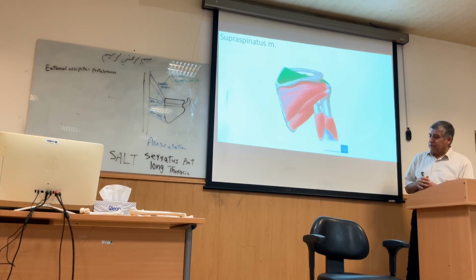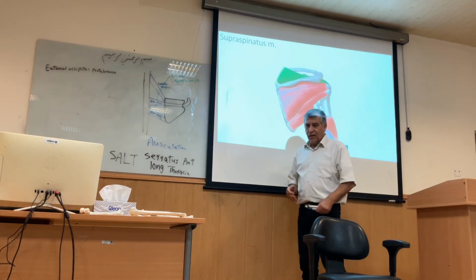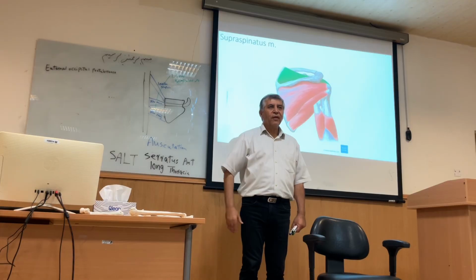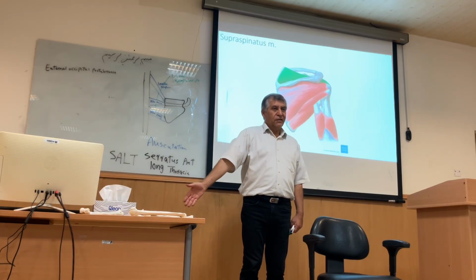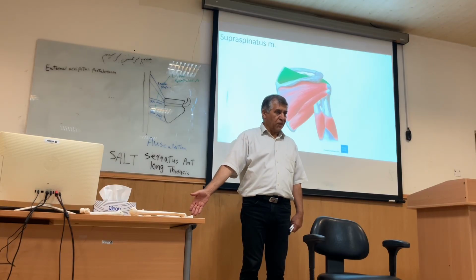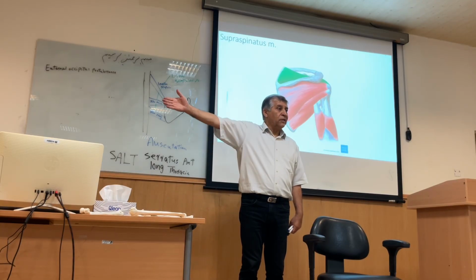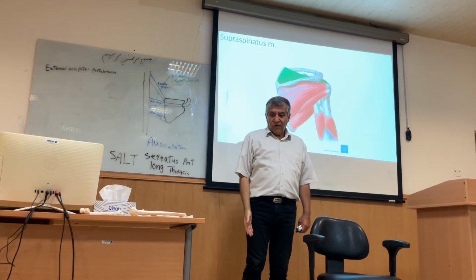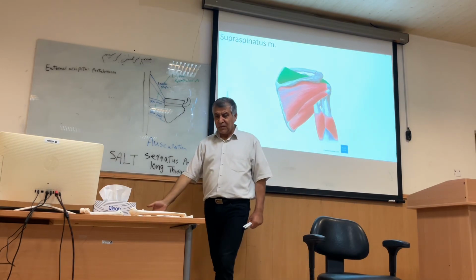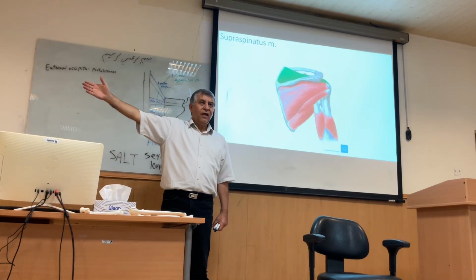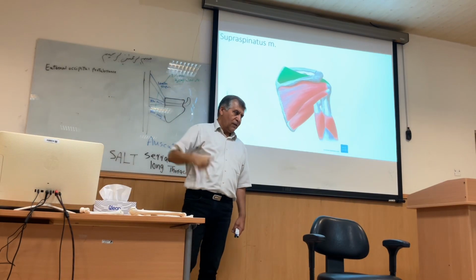Function of the supraspinatus is abduction. The first 15 degrees by supraspinatus. From 15 to 90, deltoid. Above 90, trapezius.